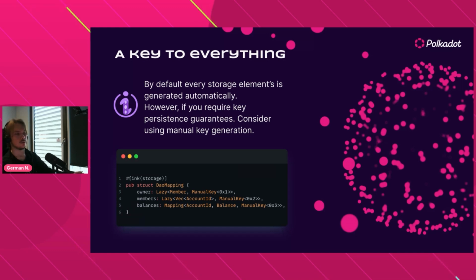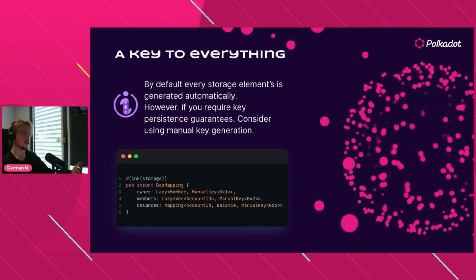However, when you do storage migration, or if you want to upgrade the contract and potentially change the field, this will mess up the keys in your storage. So if you want this extra persistence and guarantees of the key consistency, you can define your own manual keys. And for that, any types that you want to define manual keys for need to be wrapped into lazy.